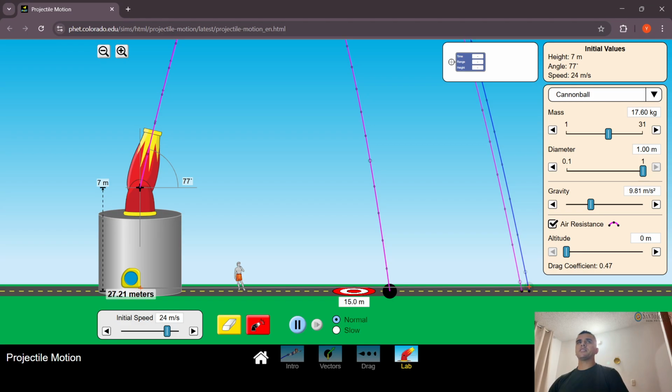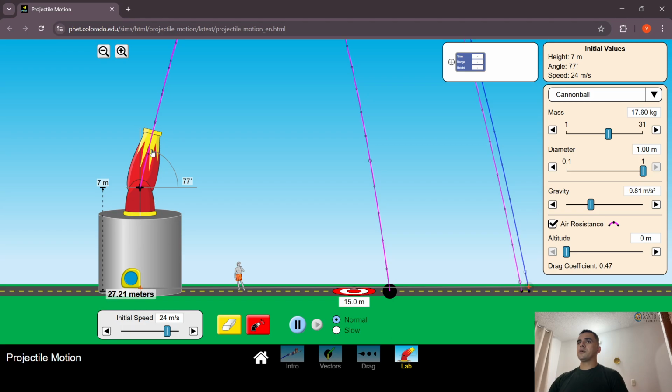During this experiment, several questions came up. How does the angle affect the range? What happens when I change the initial speed? And how does the air resistance modify the motion? For those questions, I propose two hypotheses. The first one: if the launch angle is 45 degrees, the projectile range will be the maximum.